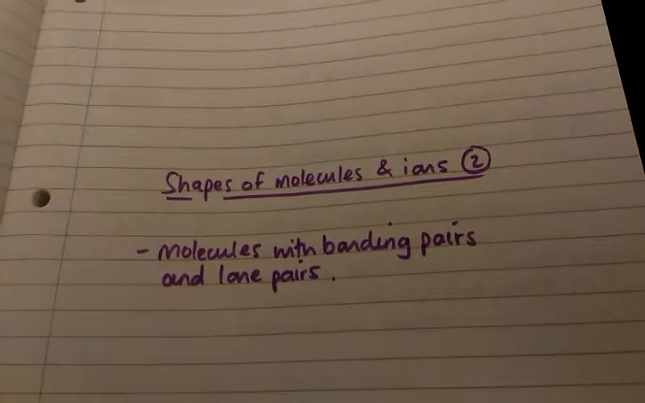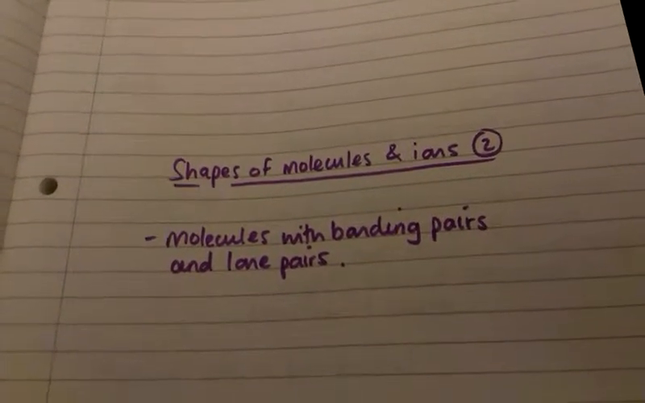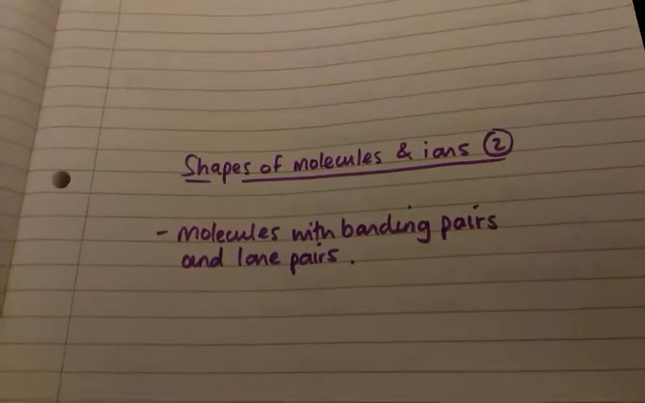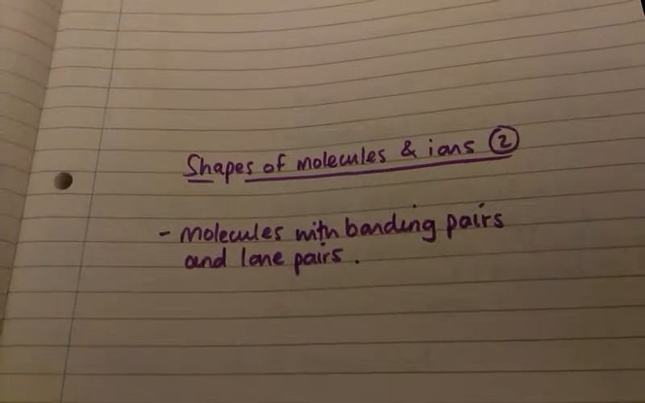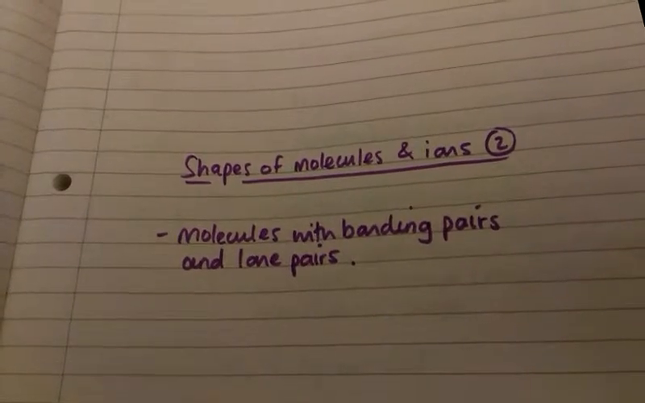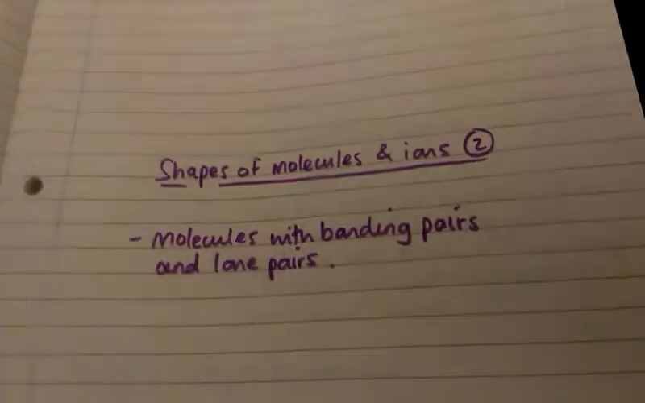This is the second video on shapes of molecules and ions, where I'm going to go through examples to show you how to determine the shapes of molecules when both bonding pairs and lone pairs of electrons are present.